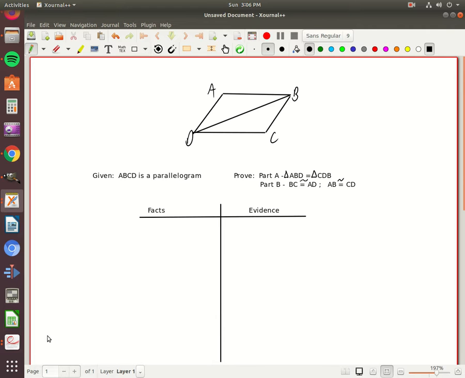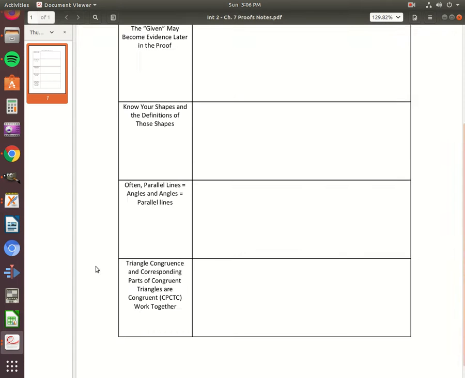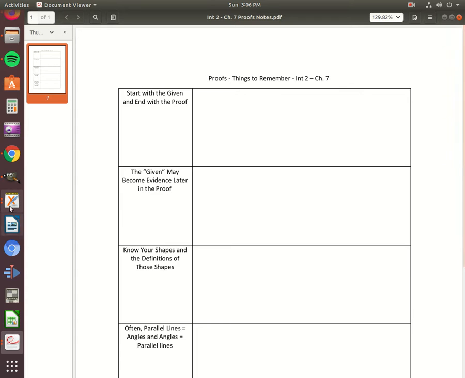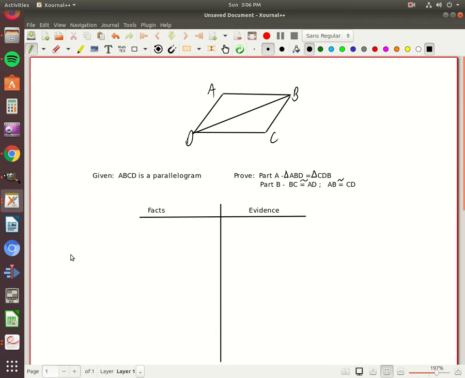So a lot going on here. I'm going to go through my proof steps. First, I'm going to start with a given, and I'm going to end with what it is I'm trying to prove. So I'm going to start with the given. I know that ABCD is a parallelogram. And I know that because they told me that. That is a given. And I know at some point I'm going to try and prove part A, that triangle ABD is congruent to triangle CDB. I just don't know exactly how I'm going to prove that yet, right?